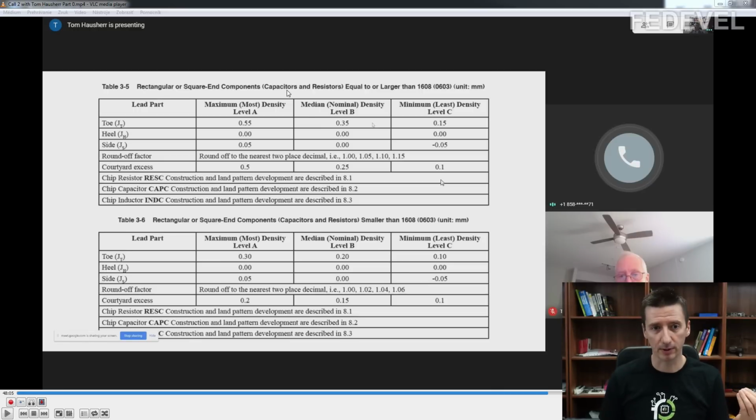Chip components are, for example, these SMD capacitors and resistors, and we have two tables here because this one is for the chip components which are larger than 0603, and this table down here is for these capacitors and resistors which are smaller than 0603. So for different sizes of the component you may want to adjust the size of these specific parameters like toe or heel. What I would like to point out in these tables are the three columns which are here. We were not speaking about these columns yet.